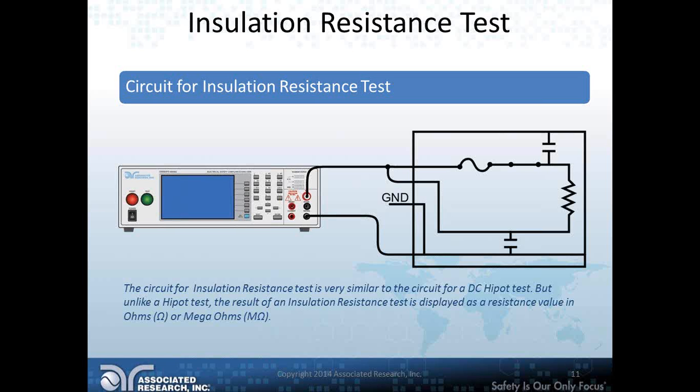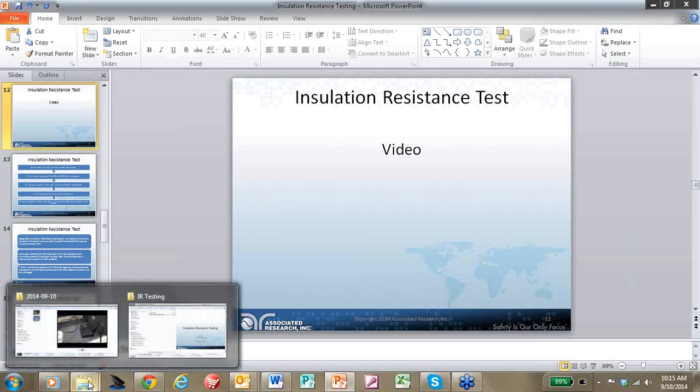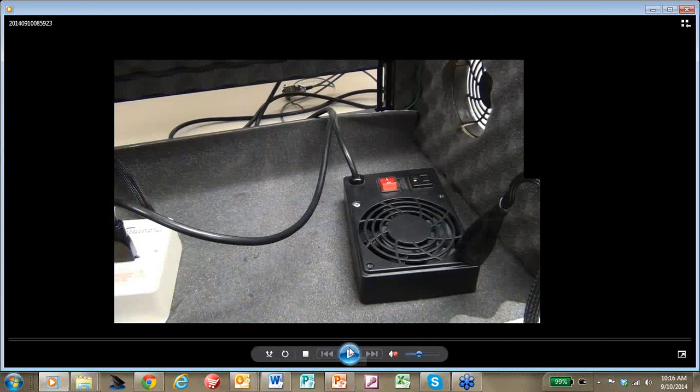Next, we're going to look at a quick video that I've put together to show how an insulation resistance test can be performed using one of Associated Research testers. The test equipment that we're going to use in this video is the Omnia 2 series, which is a complete electrical safety compliance analyzer. And we'll just play the video for you guys.